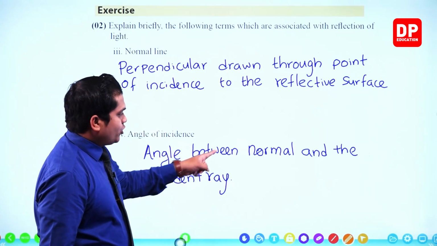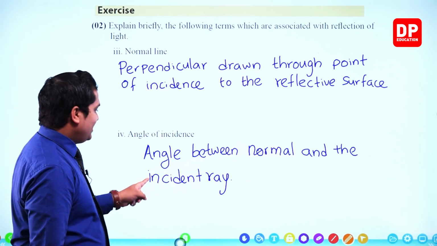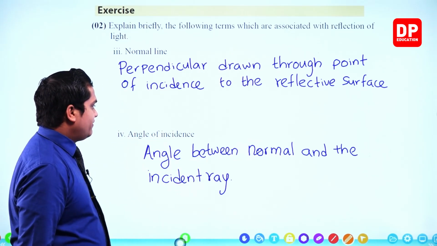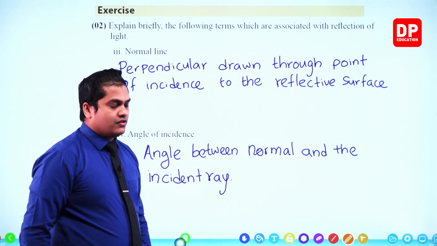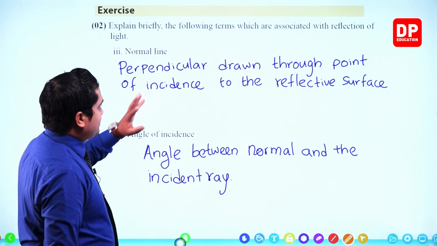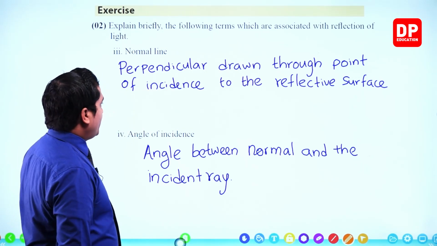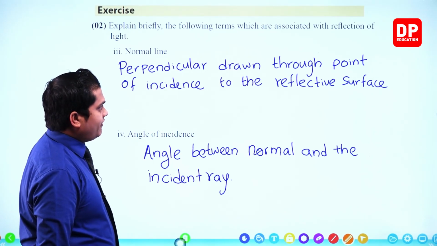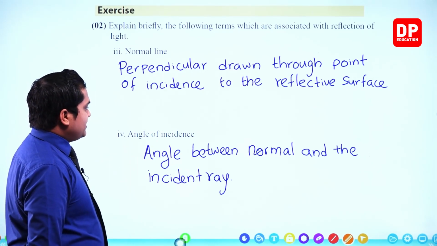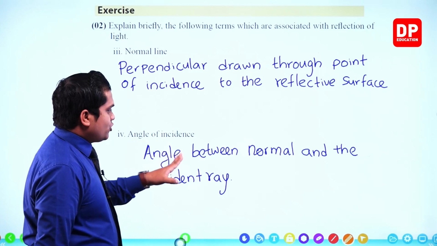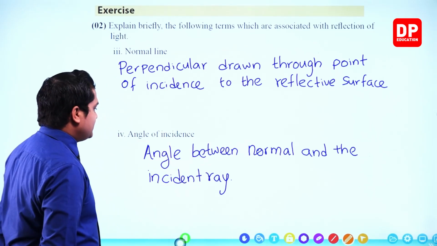So the angle between the normal and the incident ray is the angle of incidence. This is the angle of incidence. The normal line is the perpendicular drawn through the point of incidence to the reflective surface. Angle of incidence is the angle between the normal and the incident ray.